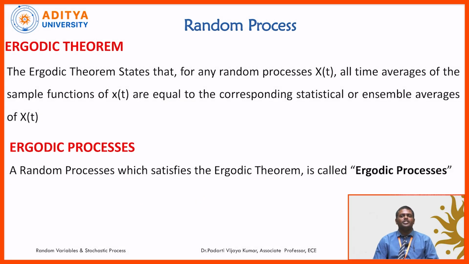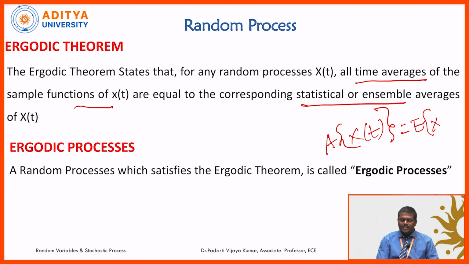So, we will see the definition of ergodic theorem. The ergodic theorem states that for any random process x of t, if all the time averages of a sample function are equal to corresponding statistical averages, then we say the random process is an ergodic random process. So, time average must be mathematically equal to ensemble average, all the statistical parameters. If time average functions are equal to statistical average functions, then we call it an ergodic random process, and it is nothing but the ergodic theorem. Any random process which satisfies the ergodic theorem, we name it as an ergodic random process.